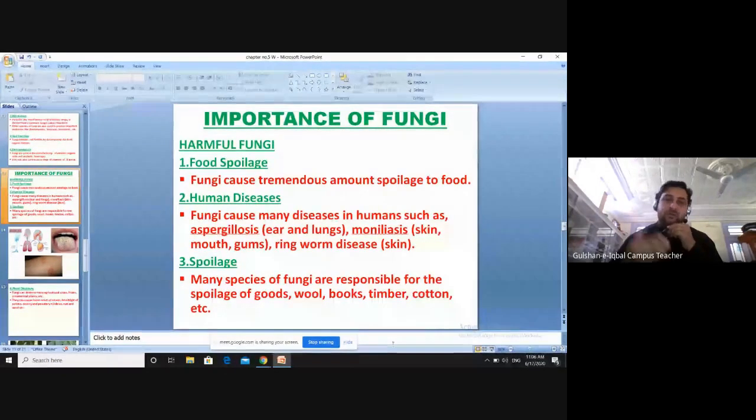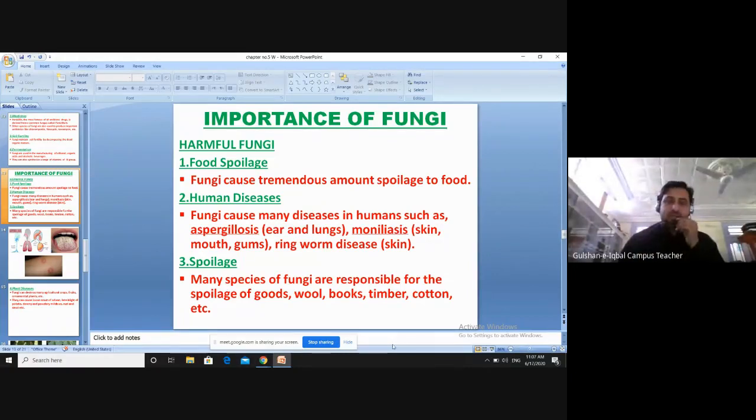Then we come to spoilage. One is food spoilage, and the second is other kinds of spoilage, for example of your goods, wool, books, timber, cotton, etc. If you place them somewhere and there is a little bit of moisture present, after time you will see that fungus has grown over there, and that fungus will spoil those goods which you have stored somewhere. So whenever you store something somewhere, remember to make sure there is no moisture over there. If moisture is present, it is going to harm your products.